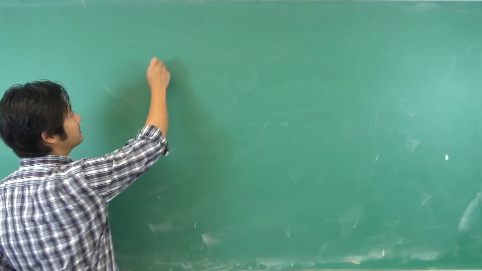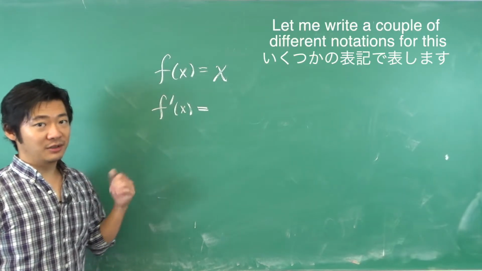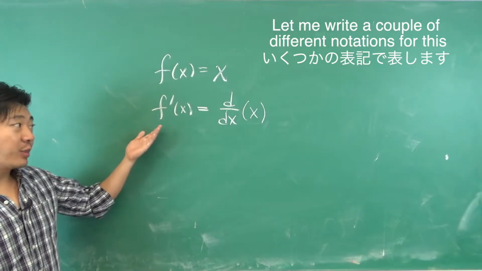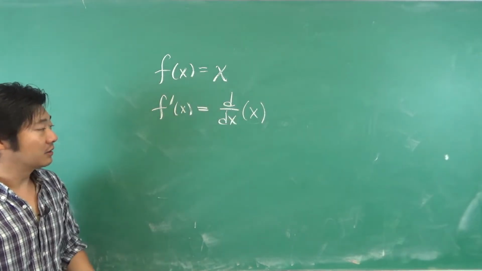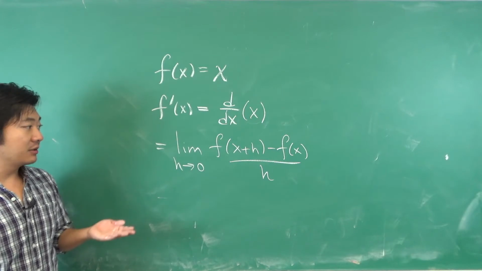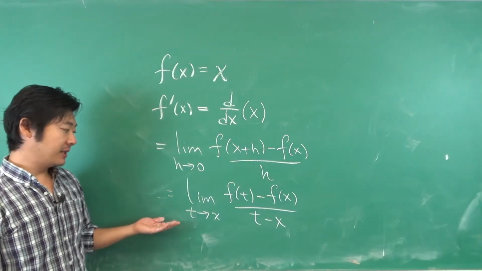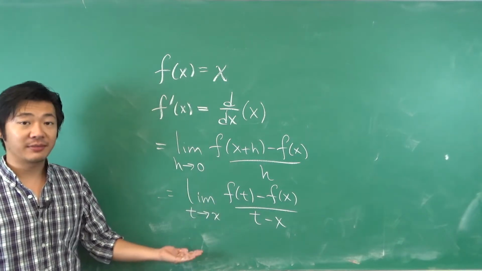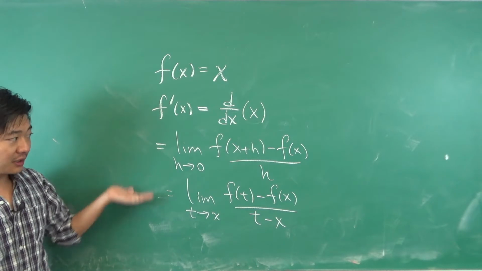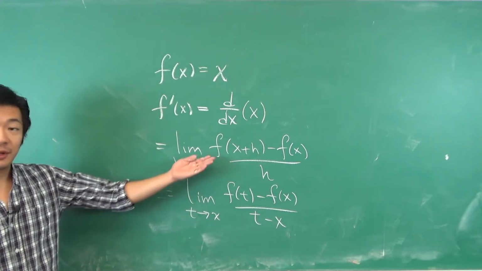What about f of x equals just x? Then let me write a couple different notations for this. F prime of x, which is d dx of x. Well, the limit as h goes to 0 of f of x plus h minus f of x, or the limit as t goes to x of f of t minus f of x divided by t minus x. So they're all sort of the same thing. I mean, equal signs everywhere. Well, let's just compute it using this one.